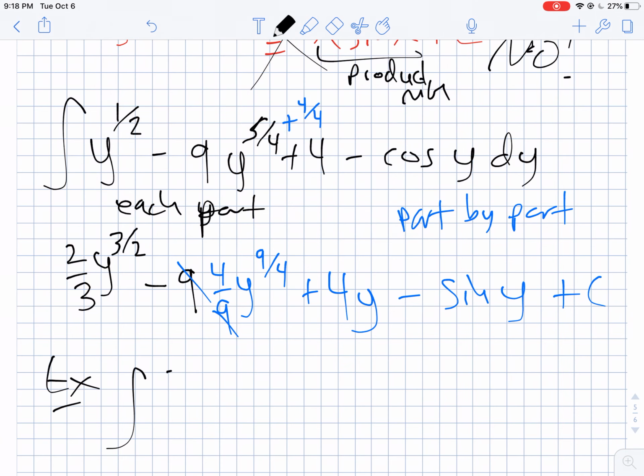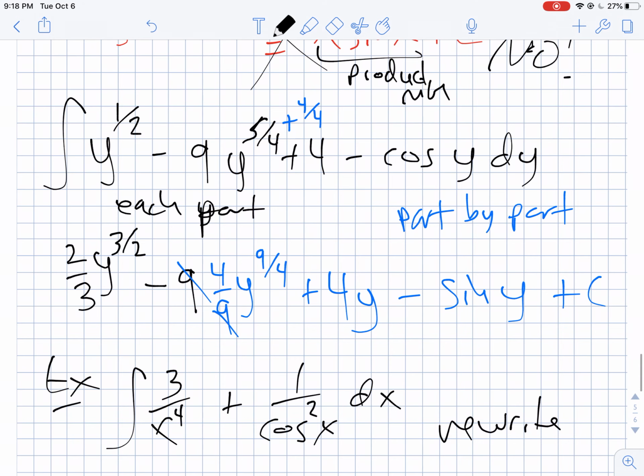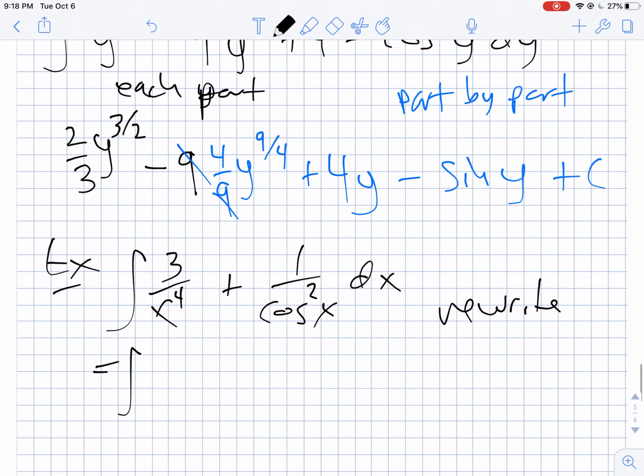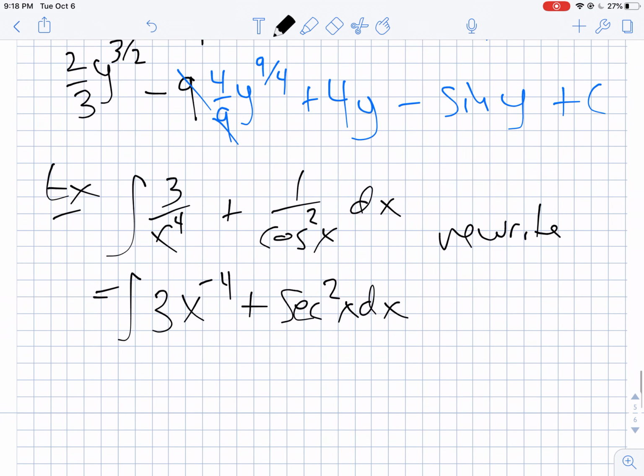Say we take the antiderivative of 3 over x to the 4 plus 1 divided by cosine squared of x. Don't freak out about the cosine squared of x yet. Let's just rewrite this as the antiderivative of 3x to the negative 4 plus secant squared x. Okay, now what function has a derivative of x to the negative 4? Okay, so I'm going to add 1. That's x to the negative 3. Negative 4 plus 1 is negative 3. Divide by the negative 3.